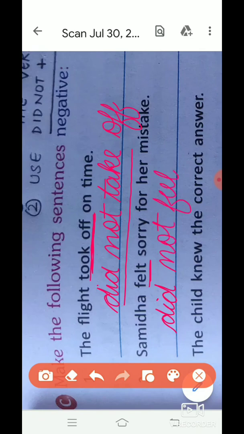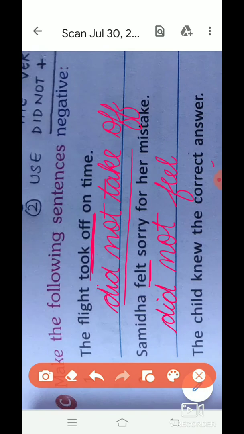I hope you understood, children. If not, you may pause, rewind and first clear yourself with the simple present, then simple past, and next we will move on to simple future tense.